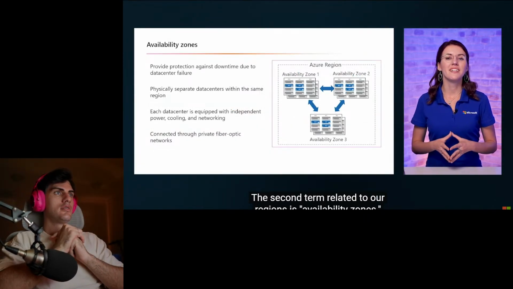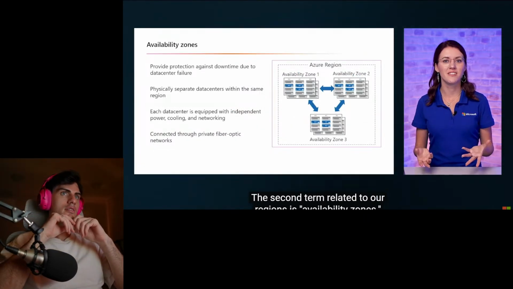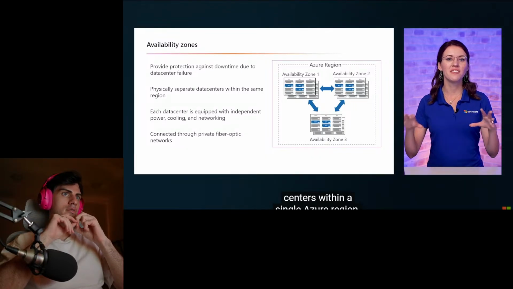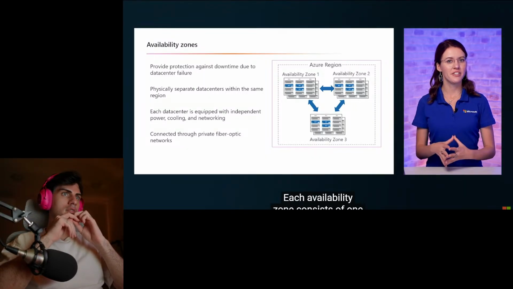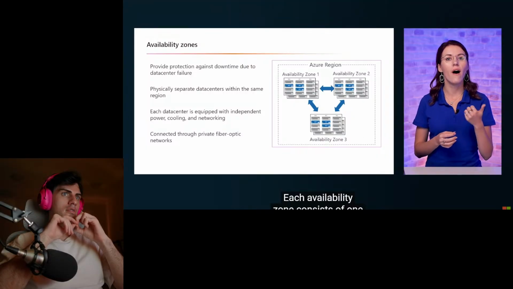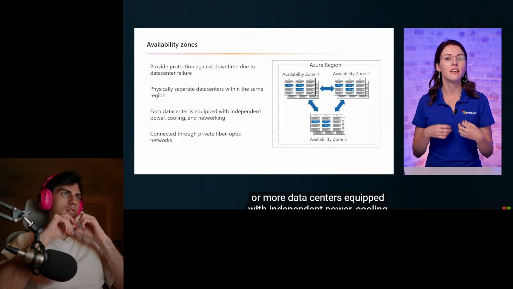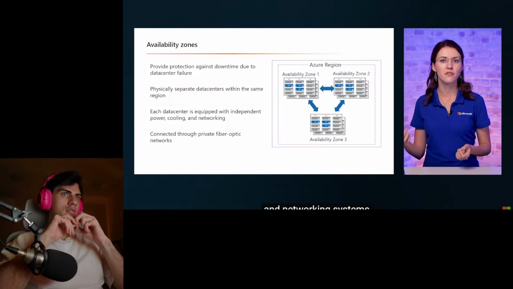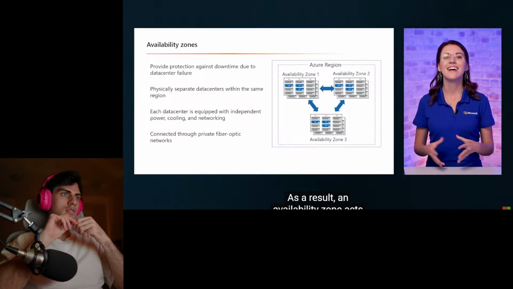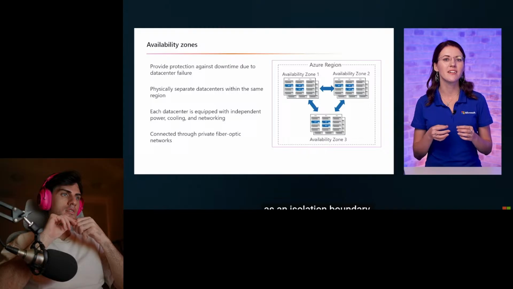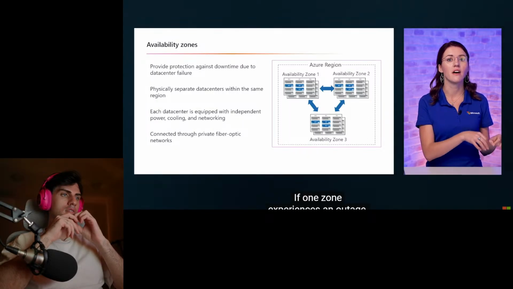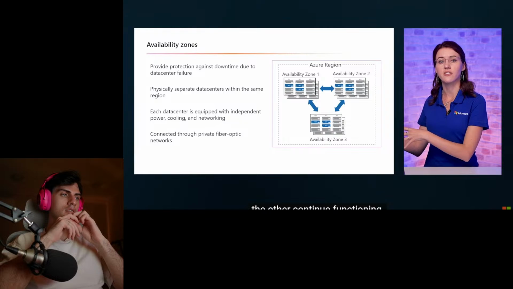The second term related to our regions is availability zones. Availability zones are physically separated data centers within a single Azure region. Each availability zone consists of one or more data centers equipped with independent power, cooling, and networking systems. As a result, an availability zone acts as an isolation boundary. If one zone experiences an outage, the others continue functioning.